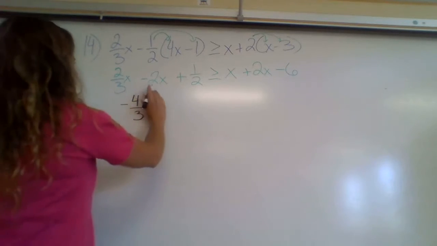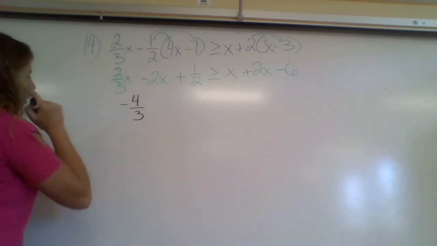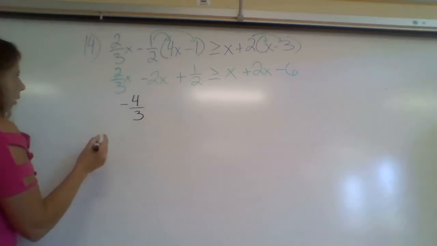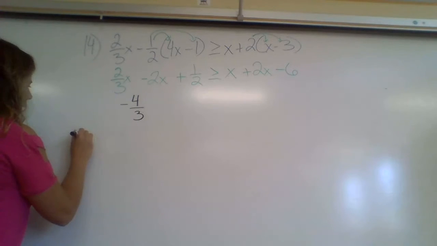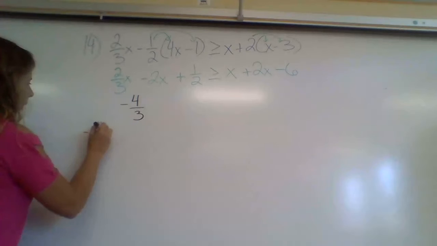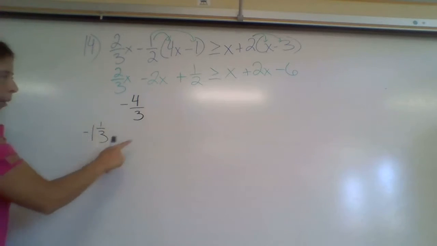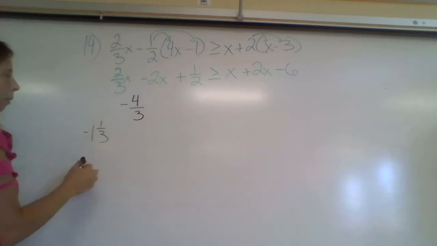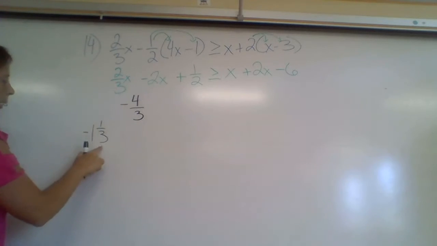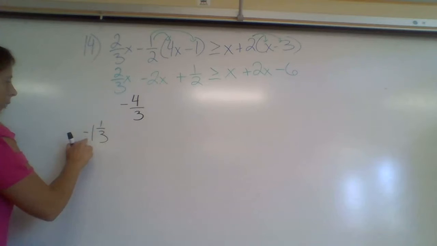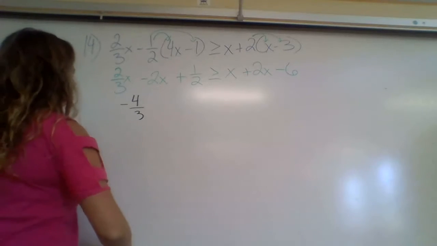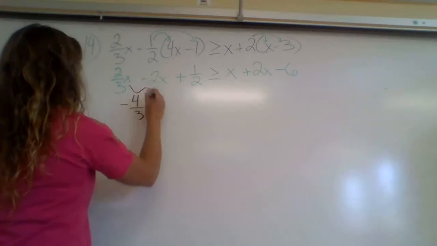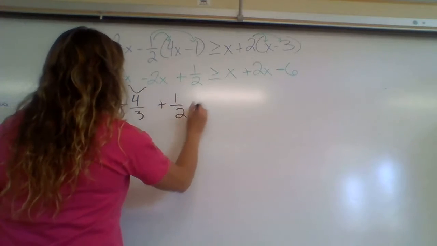Negative 2 plus 2/3 is negative 1 1/3. And that's how you write that as an improper fraction. Negative 2 plus 2/3 is negative 1 1/3, and then you go 3 times negative 1 plus 1, so that's negative 3 plus 1 more, negative 4 over 3. Alright. So that was those two combined, and then plus 1/2 is greater than or equal to.